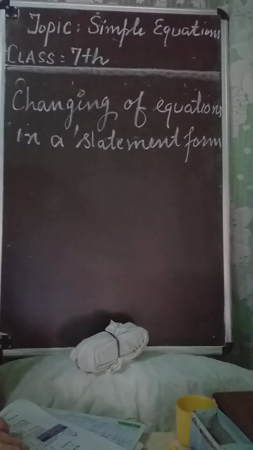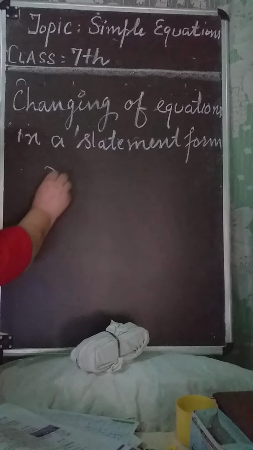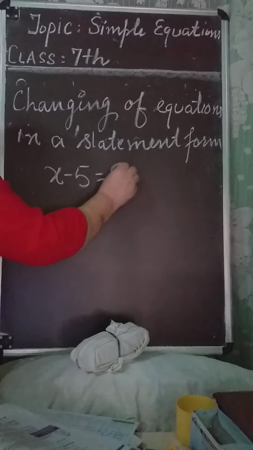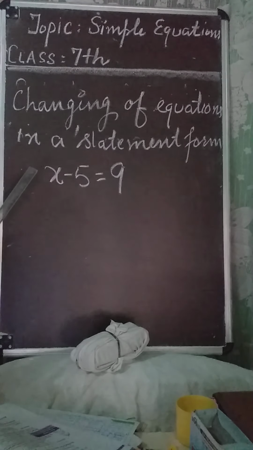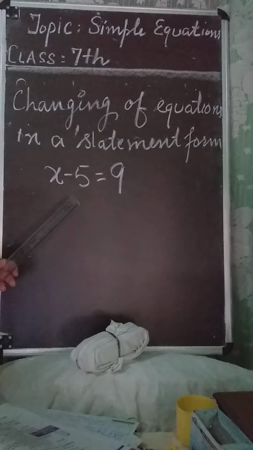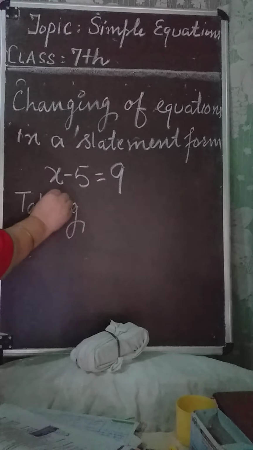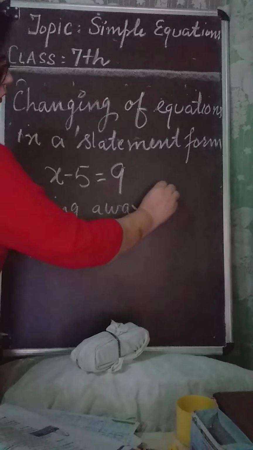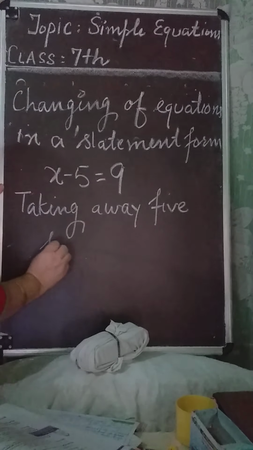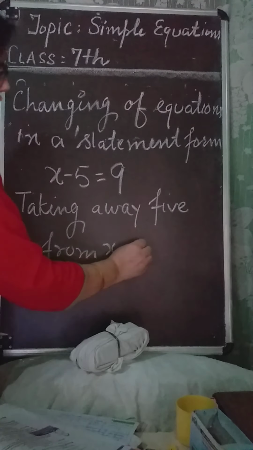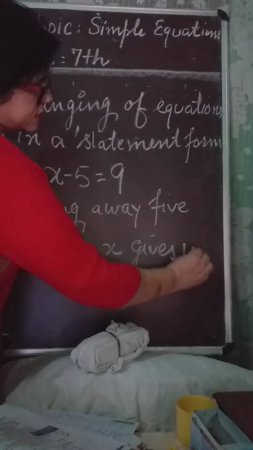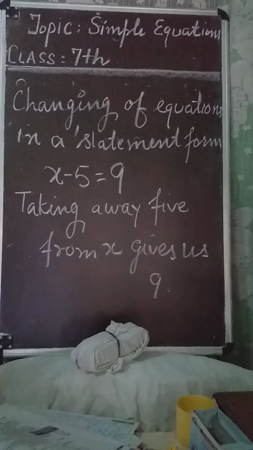If I write the equation here, x minus 5 is equal to 9. This is the equation which I have to change into a statement form. So what can I write for this? I can write: taking away 5 from x gives us 9. Okay children, gives us 9.